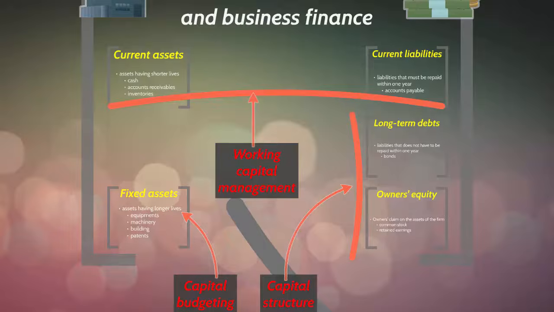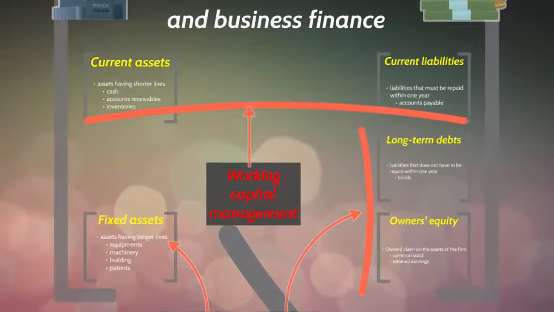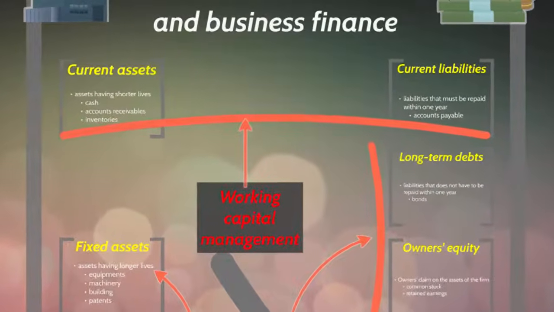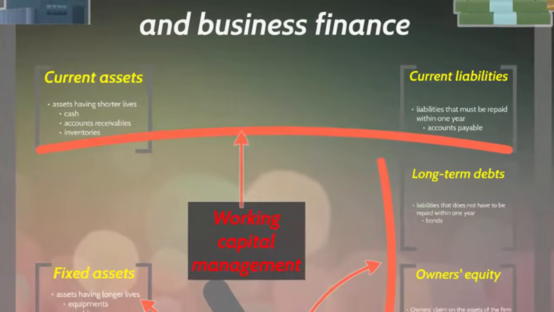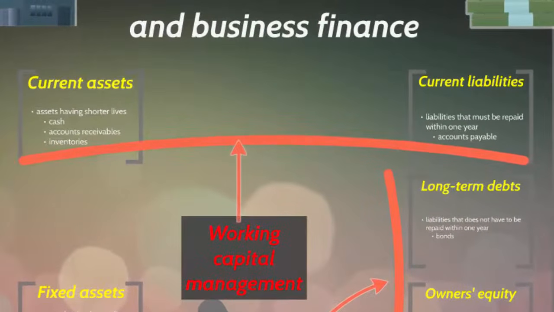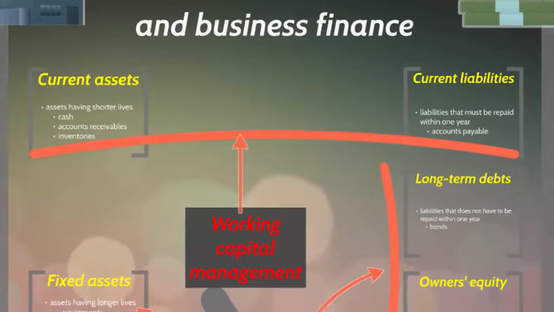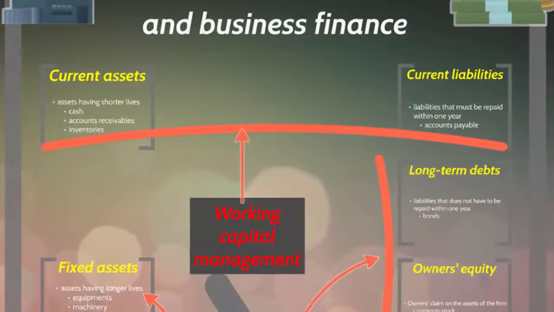Now the remaining portion, current assets and current liabilities, both of these have shorter lives, 1 year or less. So the management of current assets and current liabilities is related to the working capital management area of business finance.